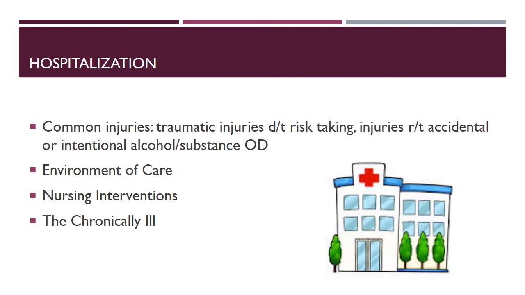And then hospitalization, common injuries for this group, of course, are going to be traumatic injuries due to risk taking, and then injuries related to accidental or intentional alcohol substance overdose. And then environment of care, we're going to cover this later, but think about their environment of care, where you're providing that care. And then we're going to get into nursing interventions in the chronically ill at a different time. And that is all for this week.